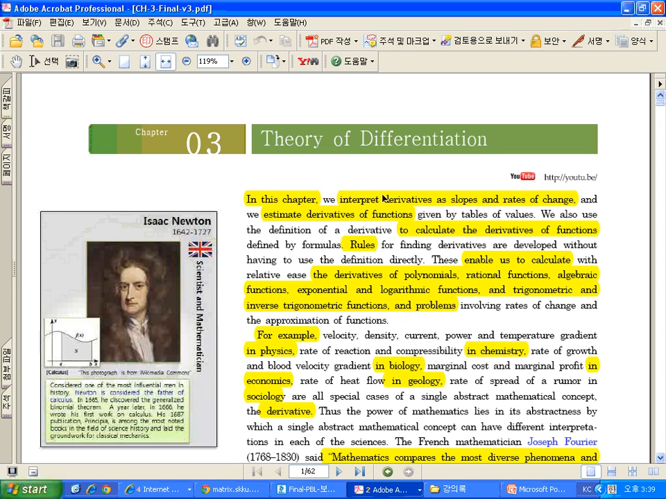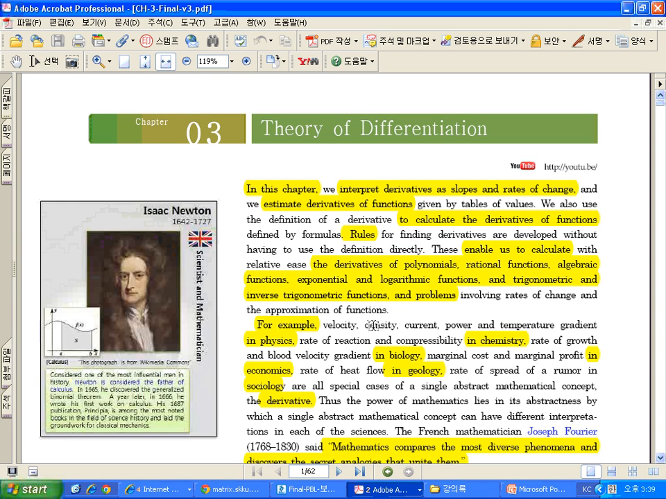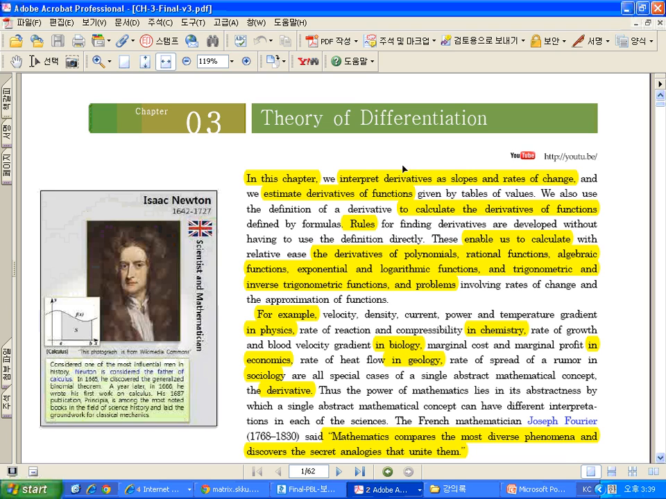Okay, now we start the theory of differentiation, chapter 3. In this chapter, we interpret derivatives as a slope and rate of change. And also, we will estimate the derivatives of functions, and we will calculate the derivatives of given functions.